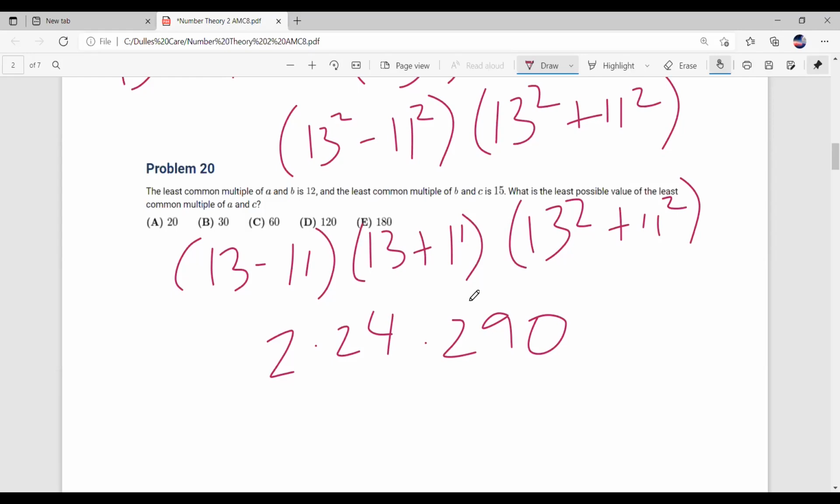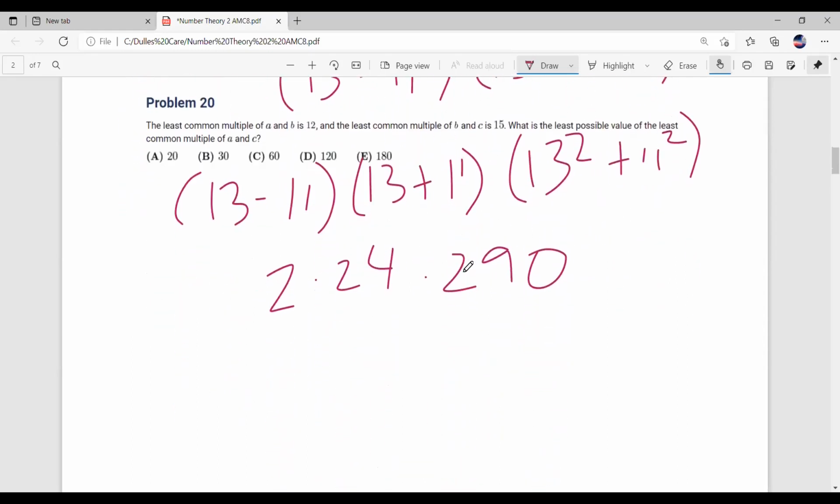Otherwise, if you need to use something like 41 squared, you could always just use FOIL or whatever it's called. So let's look at this expression. We can factor out a 2 right here. There's a 2 right here. What about 24? 24 is equal to 2 cubed times 3. So we can factor out a 2 cubed here. What about 290? 290 is equal to 2 times 145, so we can factor out a 2 here.